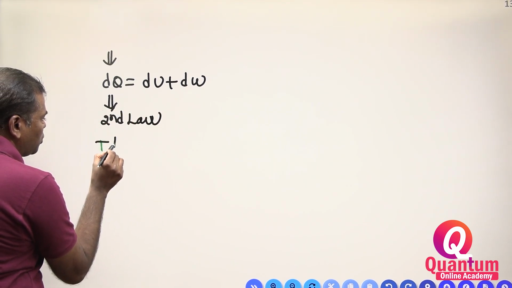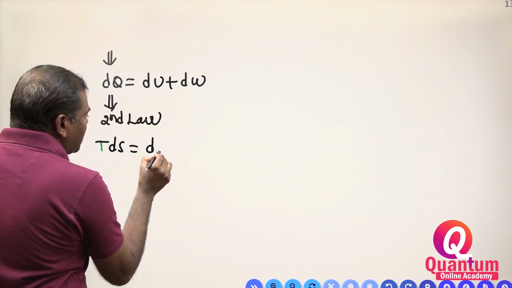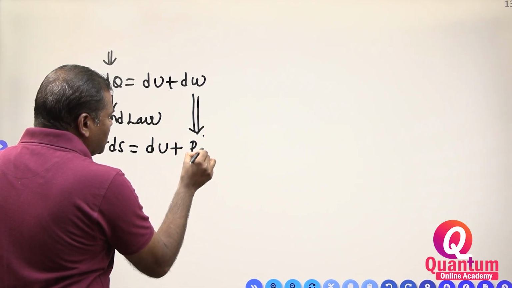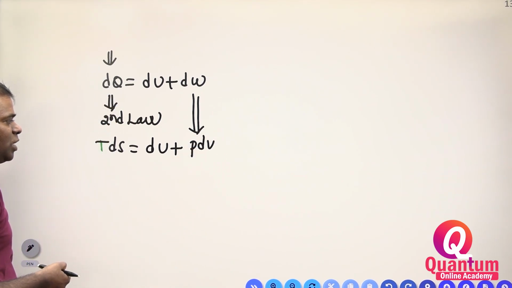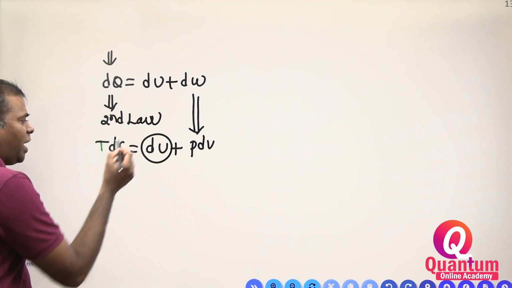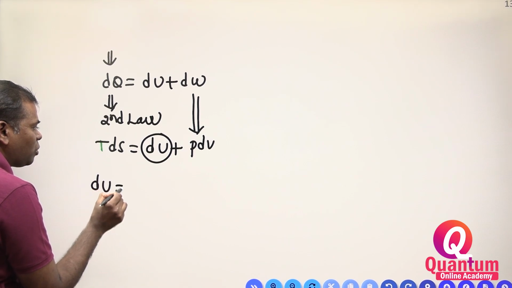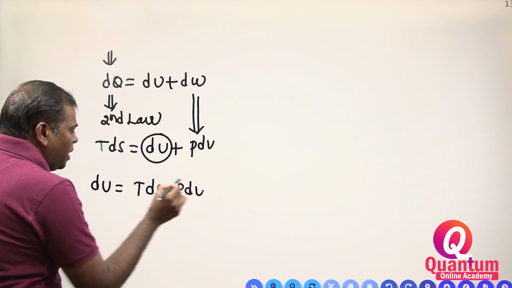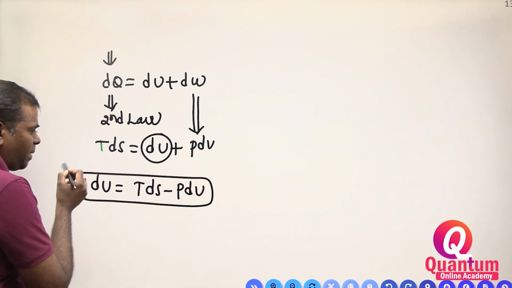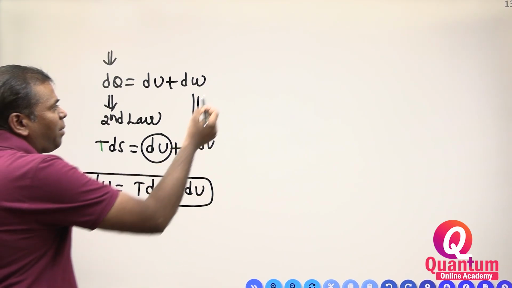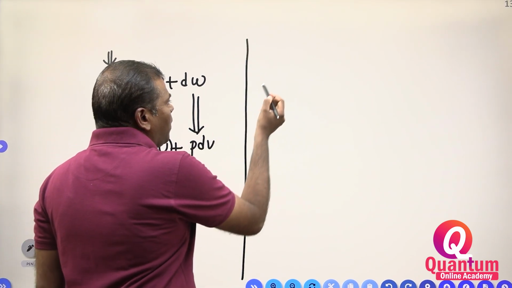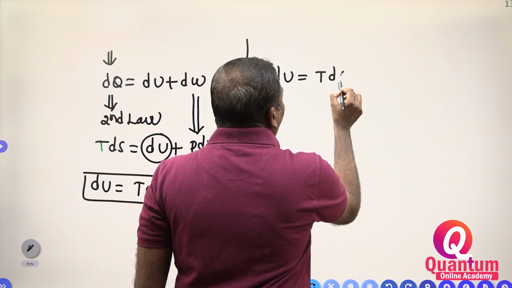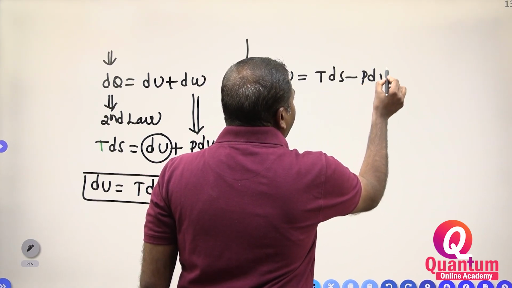dQ is equal to TdS. TdS is equal to dU plus dW, and dW is equal to PdV. Now you know dU is equal to, how do we write it? dU is equal to TdS minus PdV. How are we getting from this? Once you have to see. I will explain one, then later you will know: TdS minus PdV.